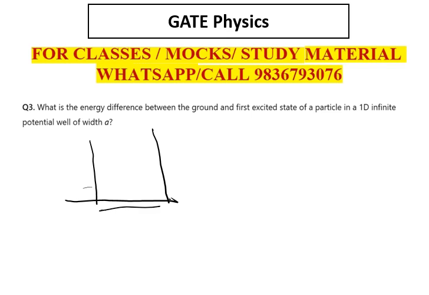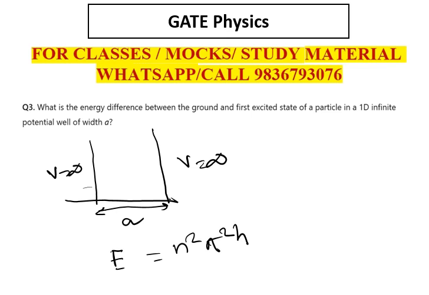So this width is given as a, and here the potential is infinity, and we need to find the energy difference between the ground and the first excited state of the particle, right? So we have the energy expression given for a one dimensional infinite potential well as n square pi square h bar square by 2m a square.